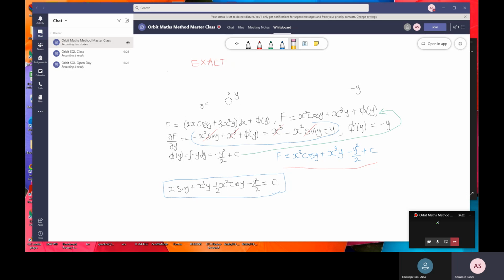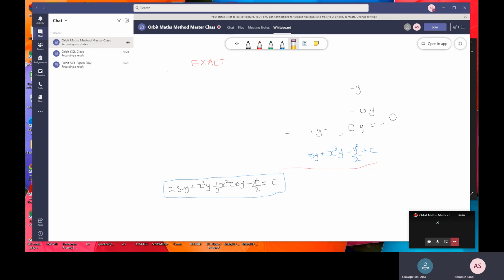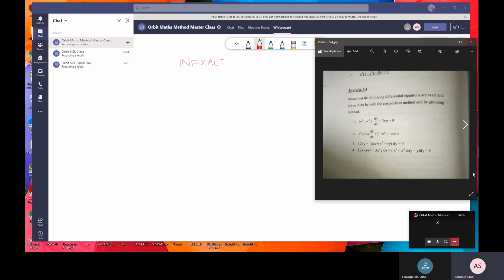So inexact equations. That's where integrating factors come into play. It's actually interesting. Talking about Bernoulli equations also, there are so many methods of finding an integrating factor. It also depends on your M and N.